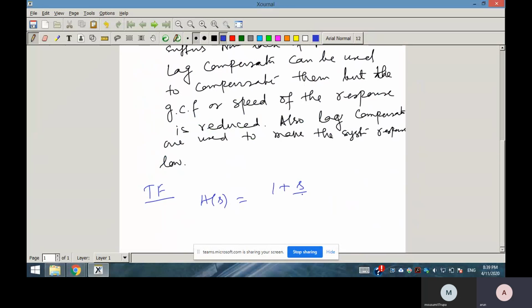So here 0 < beta < 1. This is the difference between lag and lead. In case of lead compensator, beta was greater than 1, or at the time we considered alpha. So it was greater than 1, now it is less than 1. So this also you can write in this form.